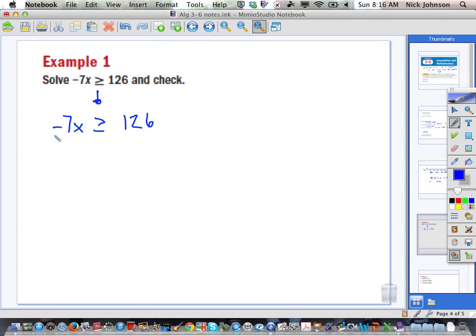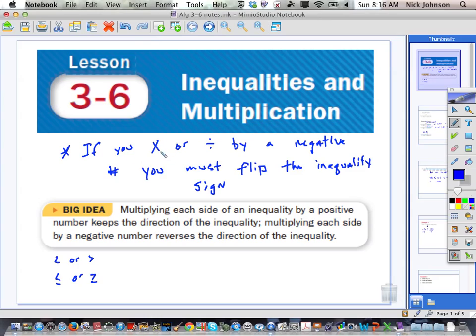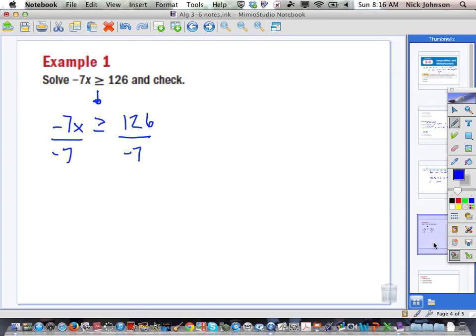The inverse of multiplying by a negative 7 is dividing by a negative 7. Whatever I do to one side, I have to do to the other. Now, what you need to remember is what I did clear back on the first screen. If you multiply or divide by a negative number, you must flip the inequality sign. Did I divide by a negative number? Yes. So this inequality sign, which is greater than or equal to, now turns into less than or equal to. And that's the biggest thing when dealing with these inequalities.